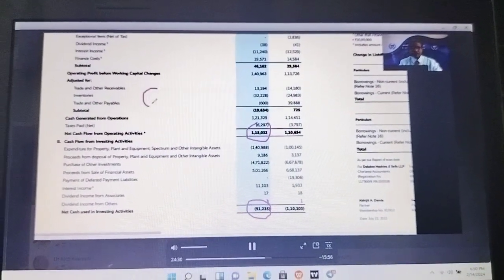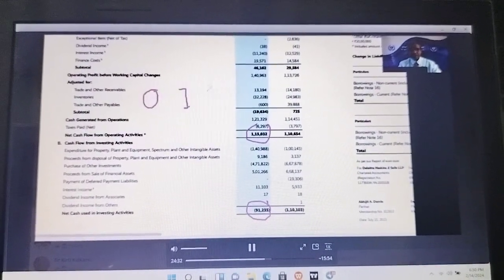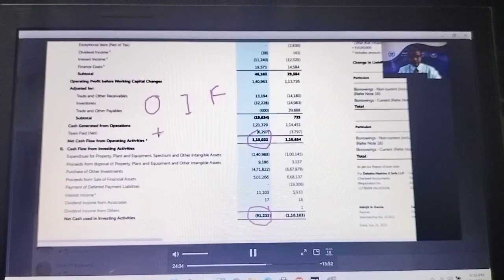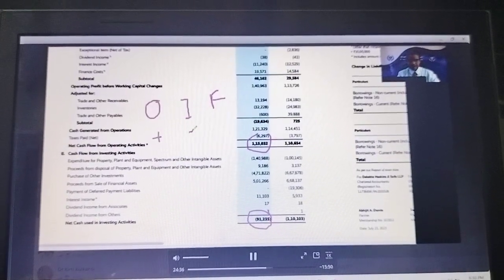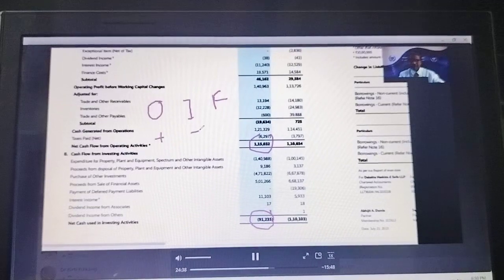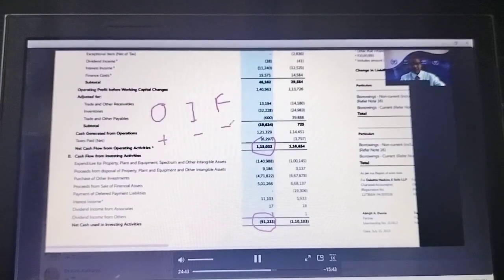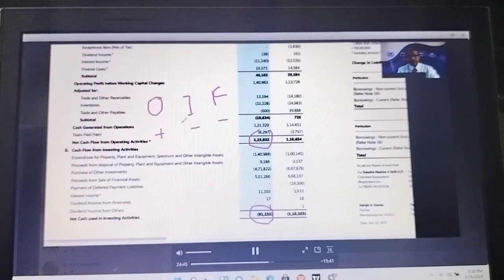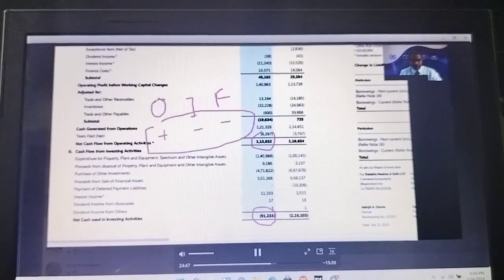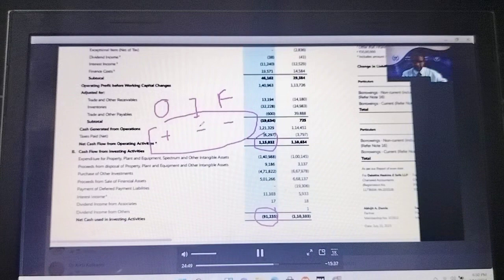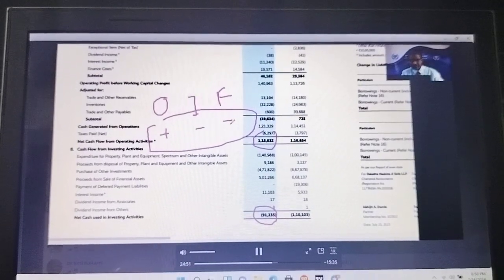So, O, I, F. If operating is a positive number, investing is a negative number, meaning money is going out to buy assets, and financing is negative, which means some dividend is paid, tax is paid, this is a good company. Positive operating activity, negative cash flow in investing, negative cash flow in financing.